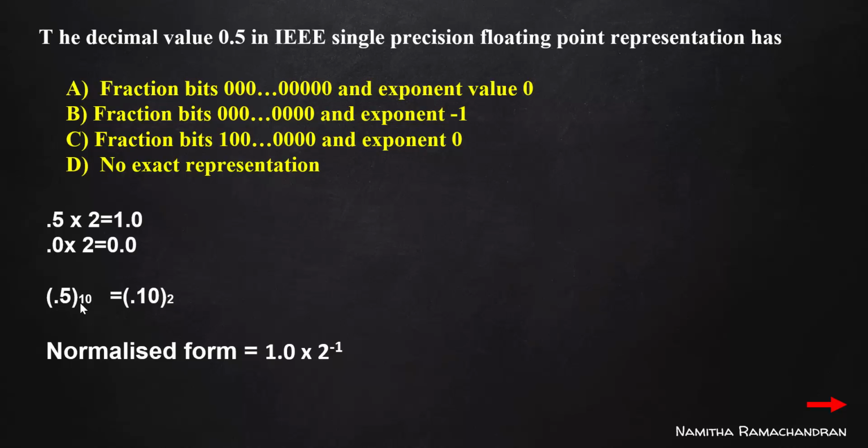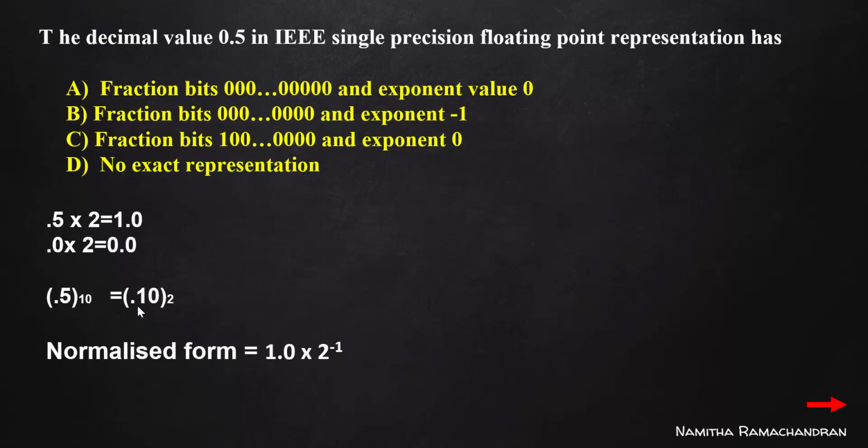So 0.5 in decimal is equivalent to 0.10. We need to arrange the whole part of each and every multiplication in top to down manner. So 0.10000, which is in binary, is equivalent to 0.5 in decimal. So 0.10 in binary is equivalent to 0.5 in decimal.